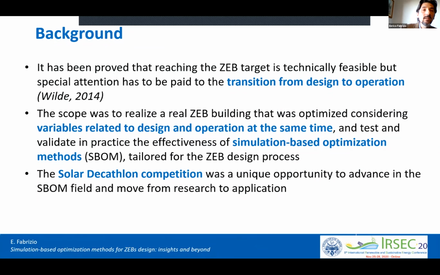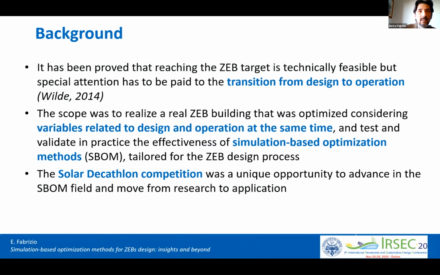Well, the Solar Decathlon case study is interesting because it deals with the transition between design to construction and operation of a building. It proved that it was possible to reach the zero target, but special attention should be paid to the transition from the design stage to the following one.